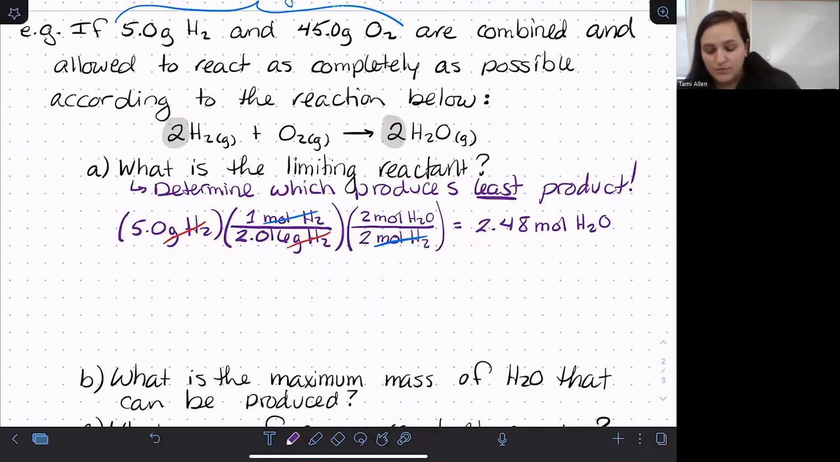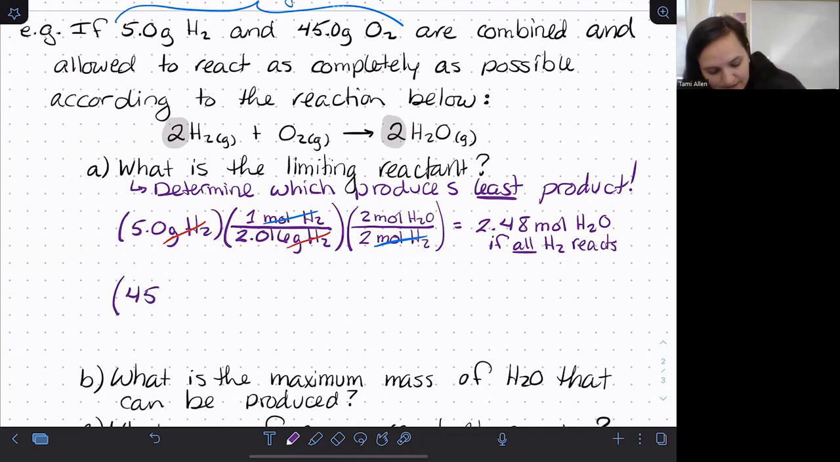So 2.48 moles of H2O would be produced, and this number is assuming that all of the H2 available reacts, i.e. if the H2 is limiting.